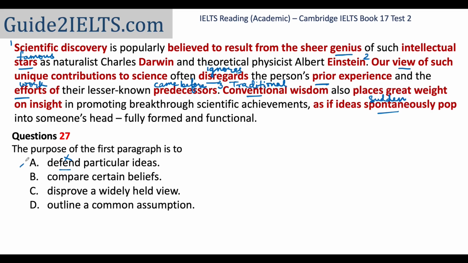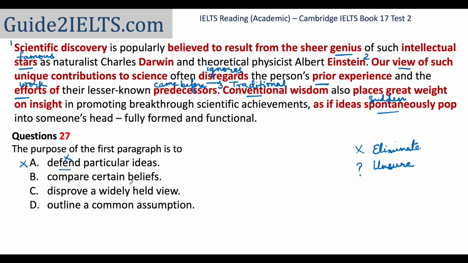So eliminate only the options that you are 100% sure are incorrect. So if I'm sure a certain option is incorrect, I would cross it out. If I'm even a little unsure, I would put a question mark before it, that maybe this could be correct, I'm not very sure. Option B says compare certain beliefs.